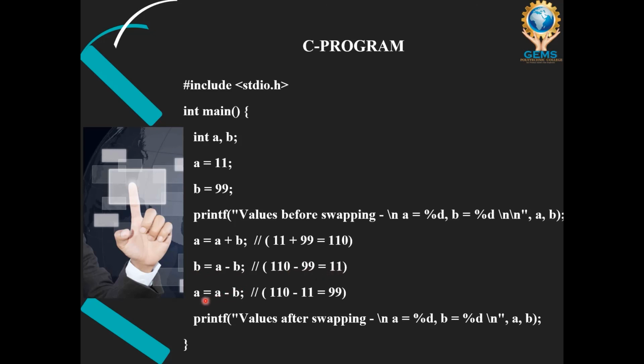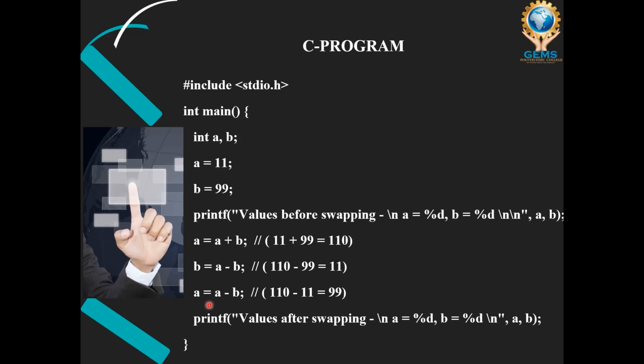Now see here again, a equal to a minus b. That means a has a new value 110 and b has a new value that is 11. So 110 minus 11 equals 99. So this value 99 is going to be held by a. So if you compare this value of a to the initial value, we can easily identify that the value of a is stored by b and the value of b is stored by a, and that is the concept of swapping without using a third variable.